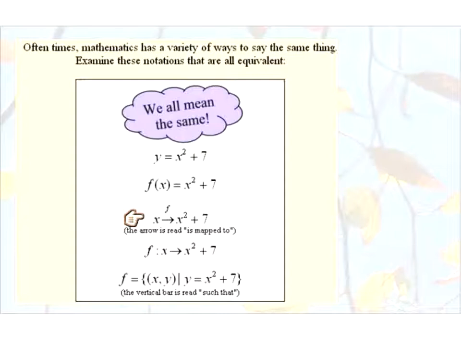So x is mapped to x squared plus 7. Same thing here. You could say f of x is mapped to x squared plus 7. F is equal to the ordered pair x, y such that y equals x squared plus 7. These three are the ones that you're going to see the most. So if you need to pause, you can do that.